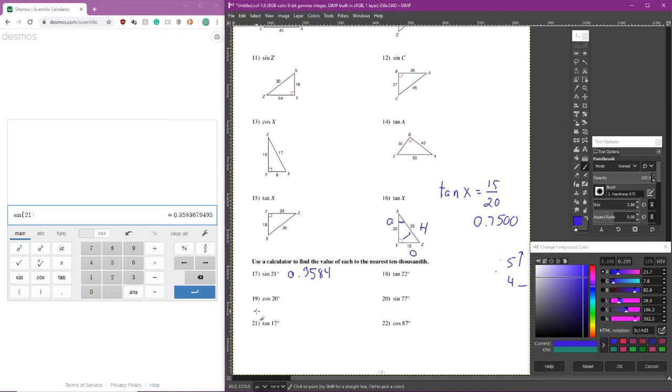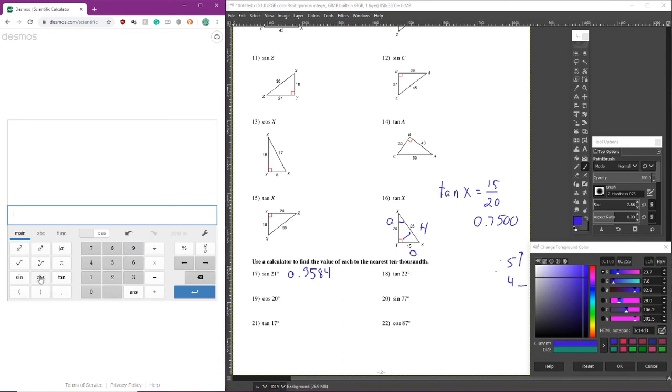Okay, now let's practice 19 together. We're going to use the cosine button because it wants cosine of 20. So cosine of 20. And looking at 4 digits beyond, we have 0.9396, and the 5th digit is a 9. The 9 will make that 6 go up to a 7, so 0.9397 would be your answer.